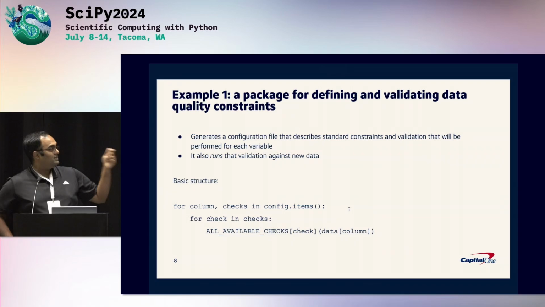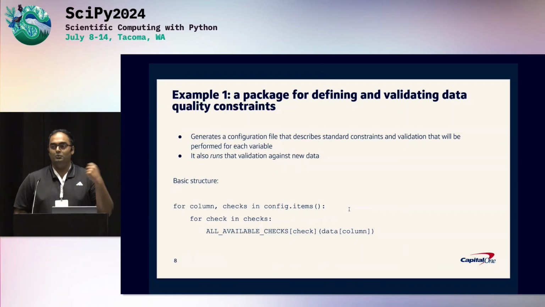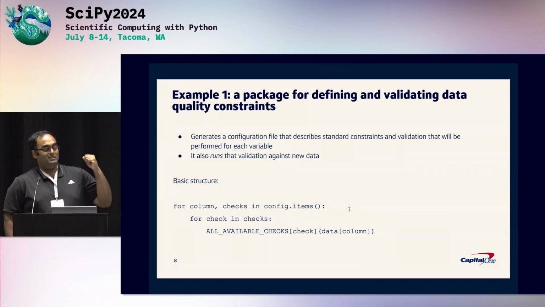The basic structure is that we're looping through the configuration, then we're looping through every single check and running it against those columns. So it's a nested for loop. This is a perfect example of a package that is, quote, fast enough for our users. But there's a lot of room for improvement.